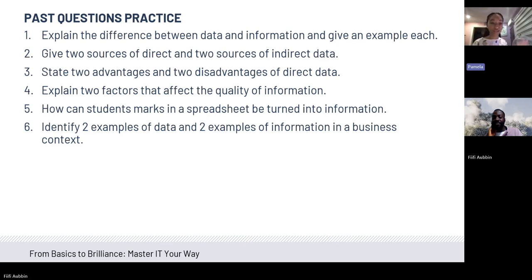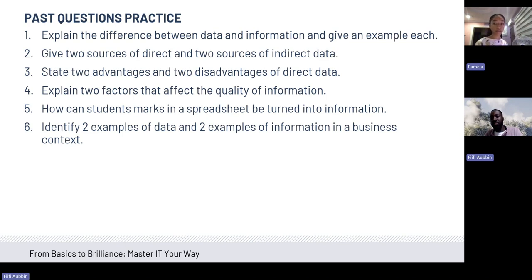So yes, you need to look for accuracy, age, and completeness, if the data you're looking for is complete. If not, you're not going to be able to process your information very well. That's fine. Okay, well done. And how can student marks in a spreadsheet be turned into information?